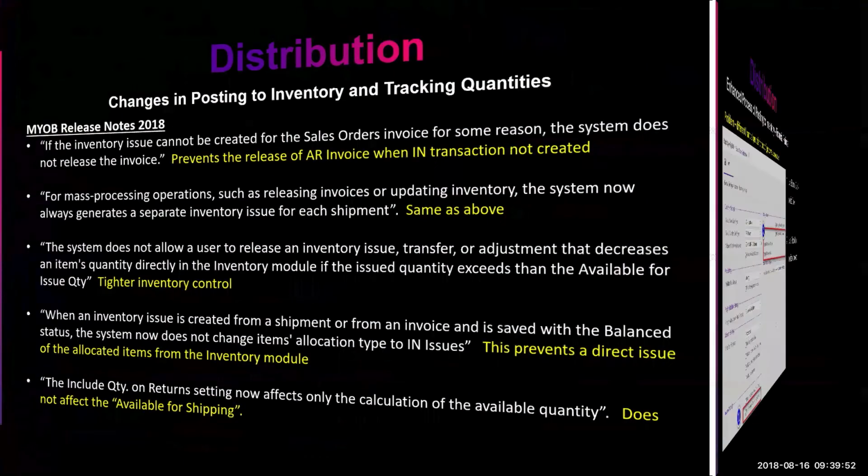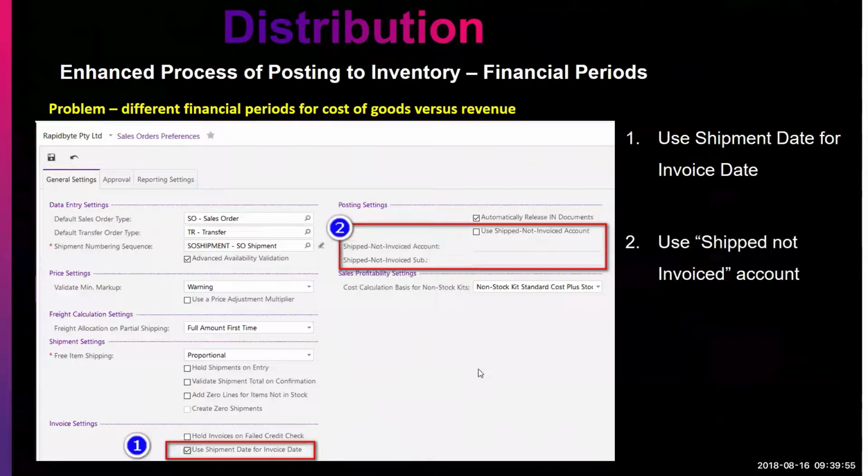And one other thing that MYOB have done, this is more of a setting, is that they've enhanced the processing of posting to inventory, especially in regards to financial periods. So they've incorporated a new setting. This is the setting number 1 down the bottom, which is basically saying I want to align the posting period on the inventory transaction with the AR invoice. So you don't end up with shipments occurring in this month, invoicing occurring in next month.